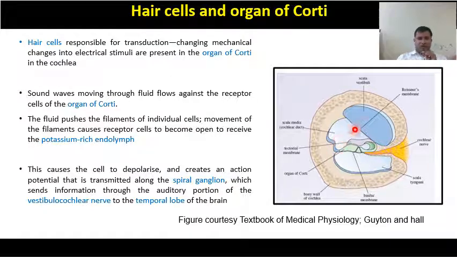So sound from the scala vestibuli enters into the scala media, and in the scala media it comes to the organ of Corti. Through the organ of Corti it comes to the outer hair cells, and through the outer hair cells it comes to the inner hair cells. From the inner hair cells it goes to the spiral ganglion, and through the spiral ganglion it comes to the vestibulocochlear nerve, and through this nerve it goes to the temporal region of the cerebral cortex of the brain where hearing appears.